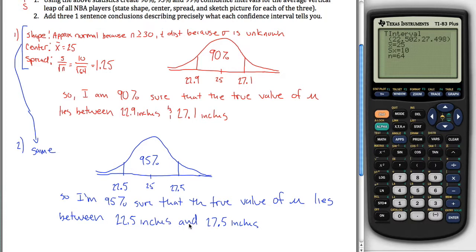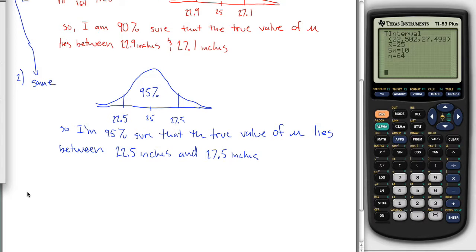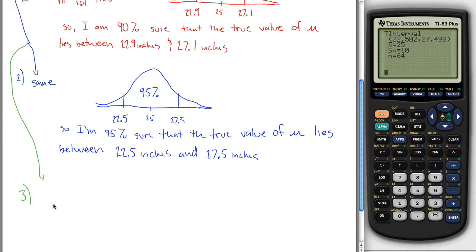So note this interval is a little bit wider. It's saying if I want to be 95% sure I get it right, I better make this a little bit wider. If I only need to be 90%, I can be a little bit more precise. I can have a smaller interval here. Alright, and the third one, all this stuff is the same also. The only thing that will change will be my picture and my conclusion.